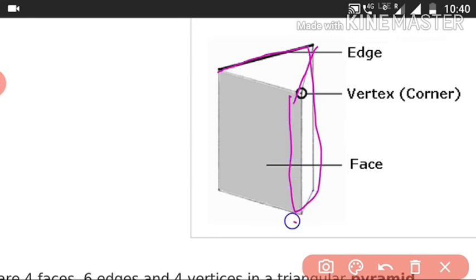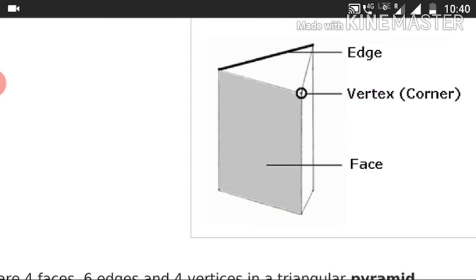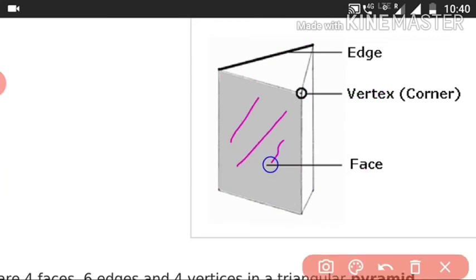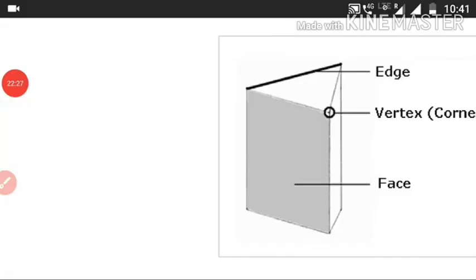Edge, you can see this line, isn't it? This line is an edge. These are edges. Now vertex, here you can see 3 lines meet at a point, so this is a vertex. Now face, you can see these are faces. This is another face, this is another face. For the prism, how many faces are there? There are 5 faces. Then how many edges are there? 1 2 3 4 5 6. 6 edges.